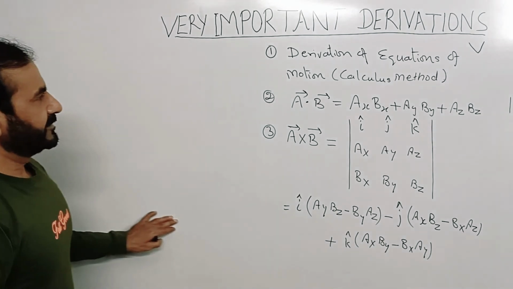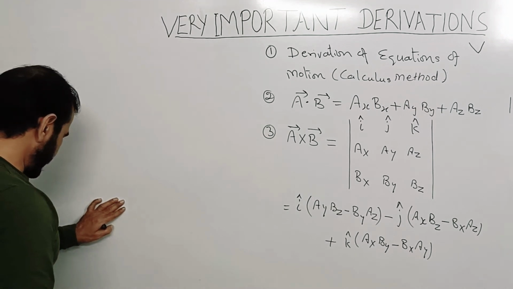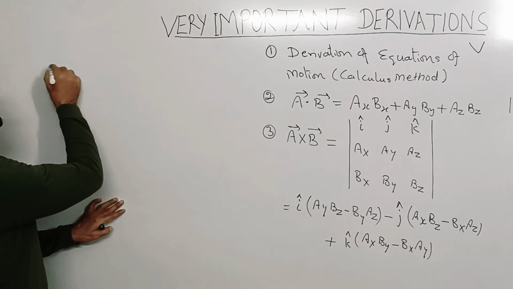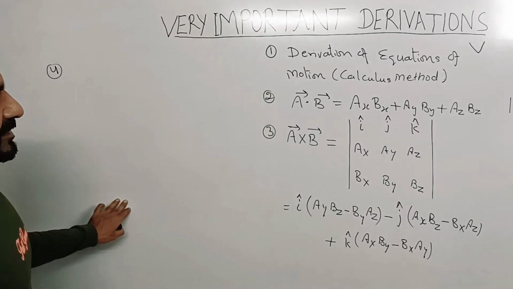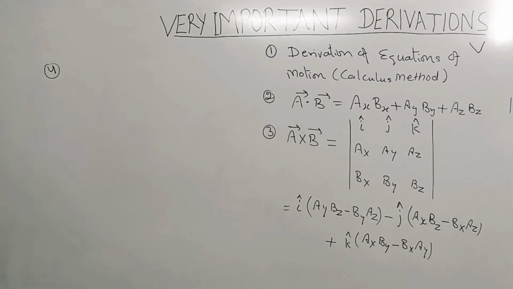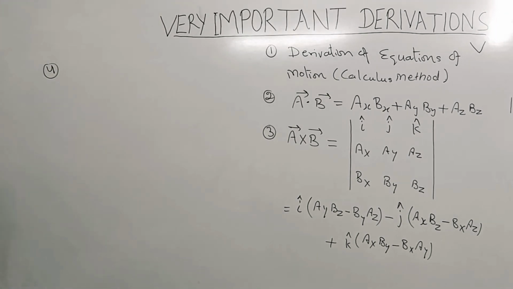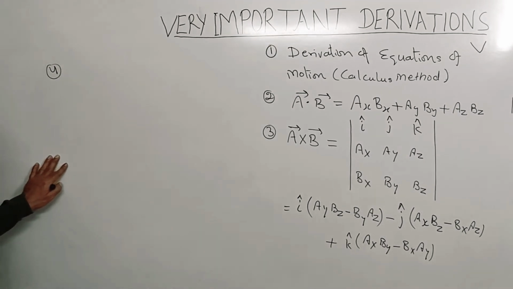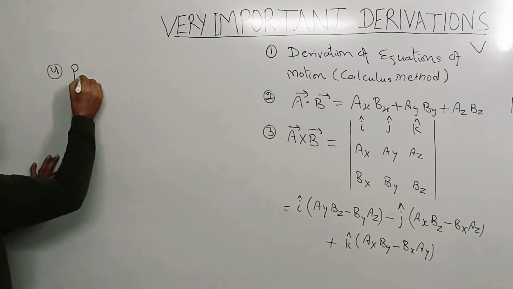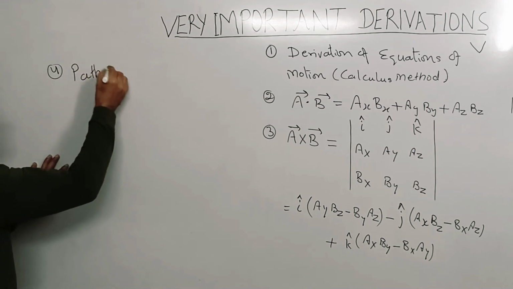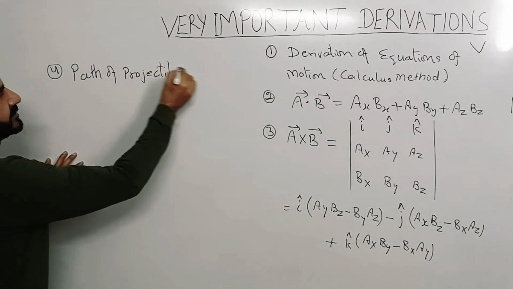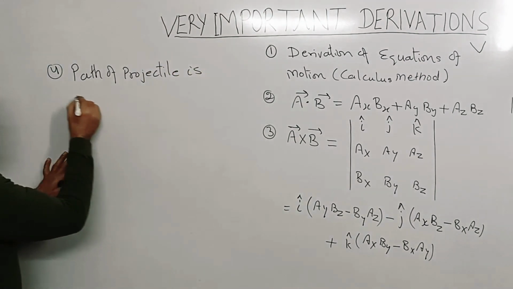Okay, now number 4, after this we will come to projectile motion. To prove path of projectile is parabolic. This is also an important derivation. Path of projectile is parabolic.